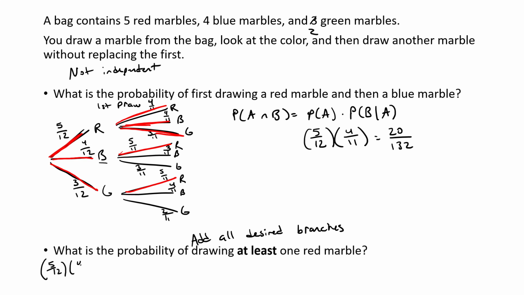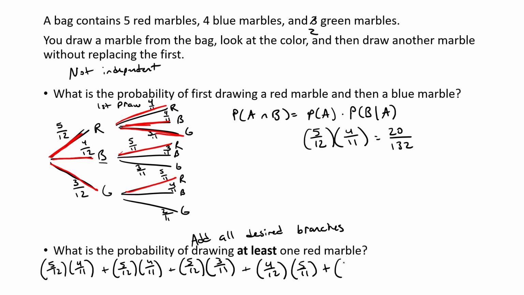So 5/12 times 4/11, that's the probability of drawing both reds, this first branch, plus 5/12 times 4/11. Now we end up doing the same probability, but that's a different outcome, red, blue. And then 5/12 times 3/11, which was originally how we found green, plus 4/12, now we're going down the blue branch, plus, and now we're going down the green branch. So we would consider all the different tree branches that would get us to that desired outcome and add up those probabilities.